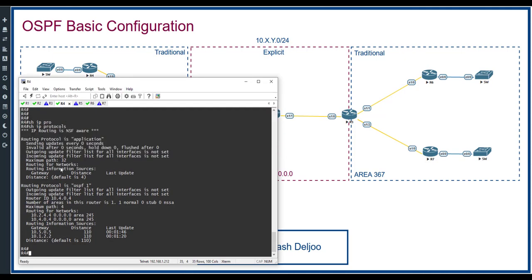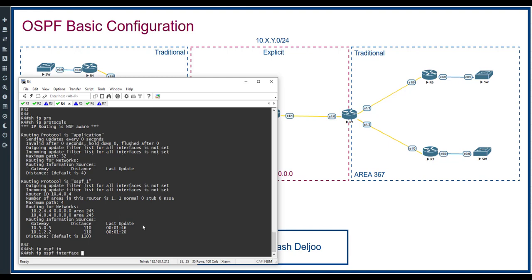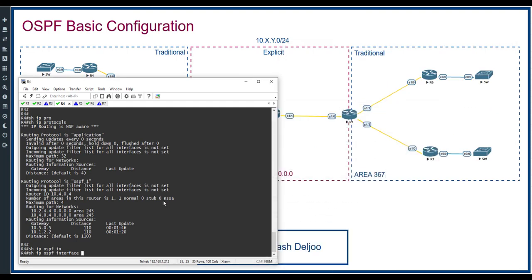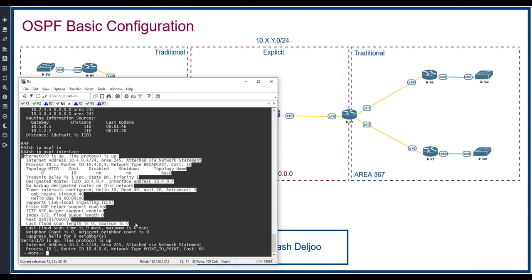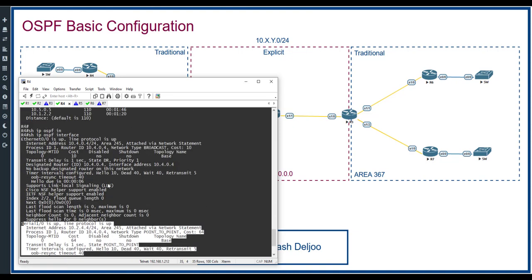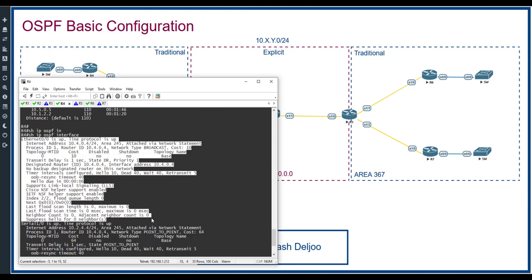If you use show IP OSPF interface on router 4 without any other keyword, you can see that we will receive about 2 pages. For each interface, we are receiving about 1 page of information, and this is not suitable every time.